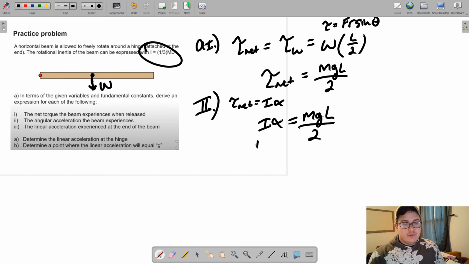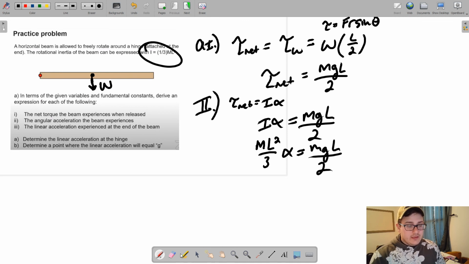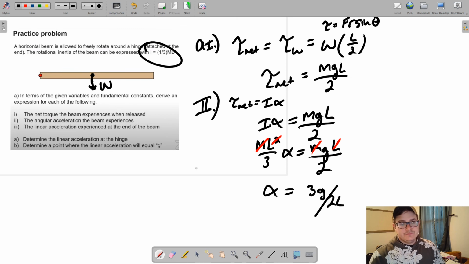And so when I write m L squared all over 3, you will be given that. We got m g L over 2. So what we're going to do here now is cancel out some of the terms that we don't need. Mass is gone. Length cancels out on one side. So we can solve for the angular acceleration of this system, which is going to be 3g all over 2L.